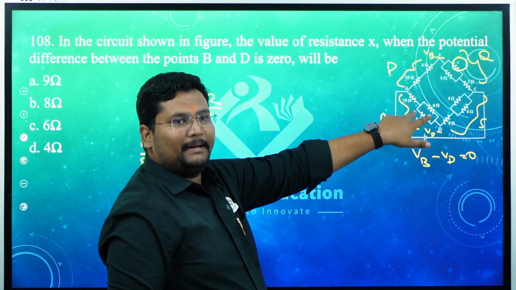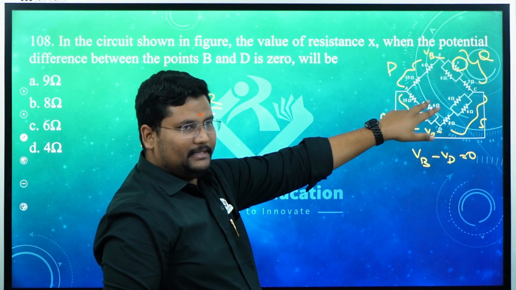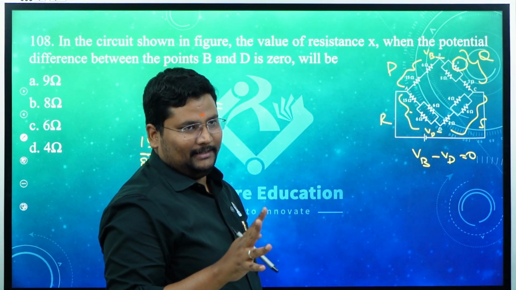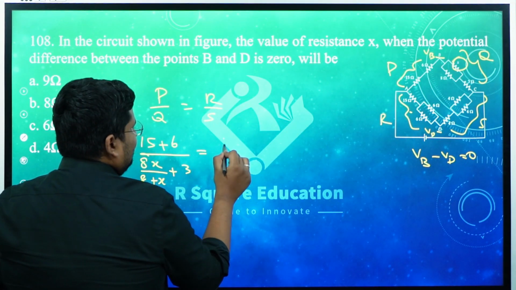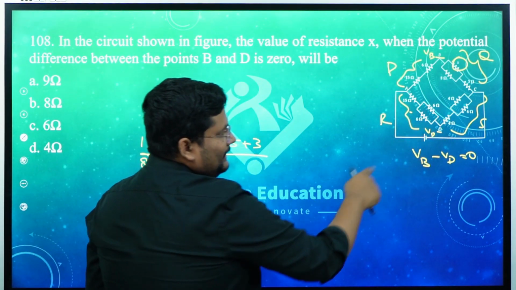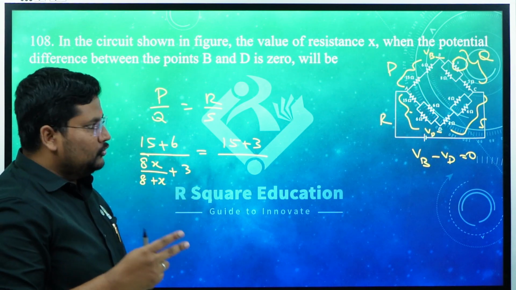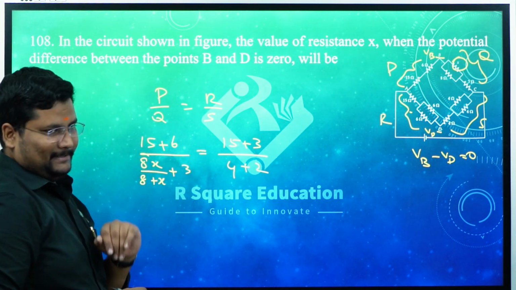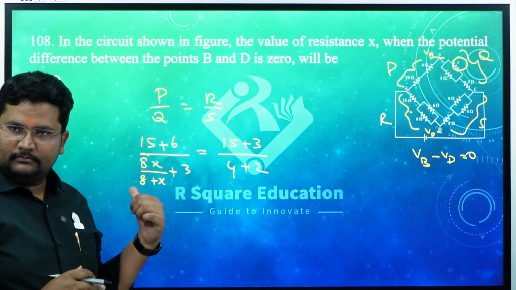So resistors in parallel, in the identical case, is going to be just R divided by N. So 6 by 2 is 3. So 3 plus 15, can we take that? Then 15 plus 3 divided by... Here again, identical resistors in parallel. So 4 by 2 is 2, plus 4. So then 4 plus 2. I have to calculate what is X. Can I do this? Yes.